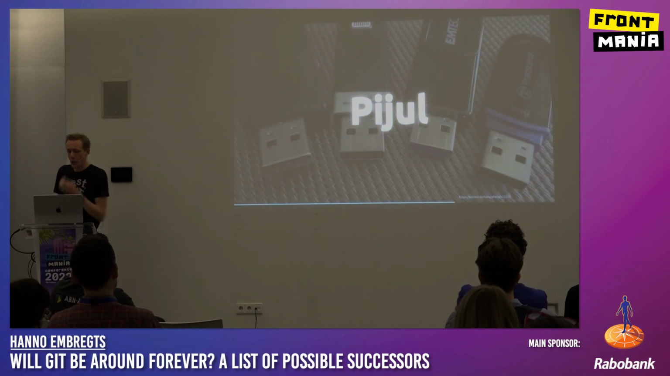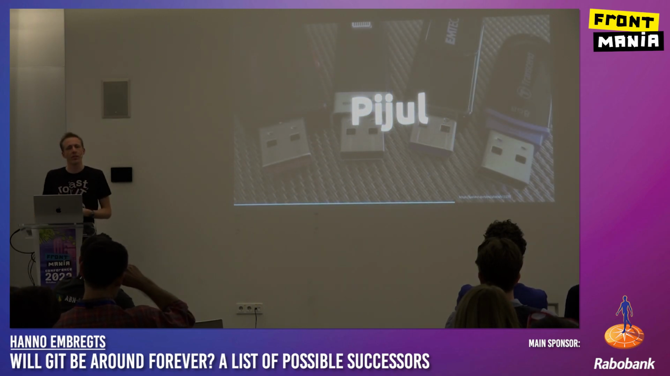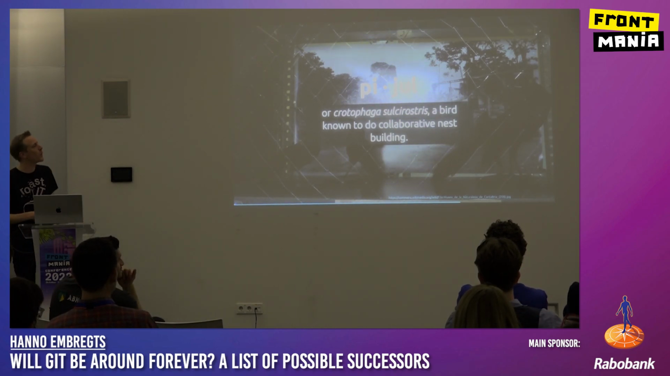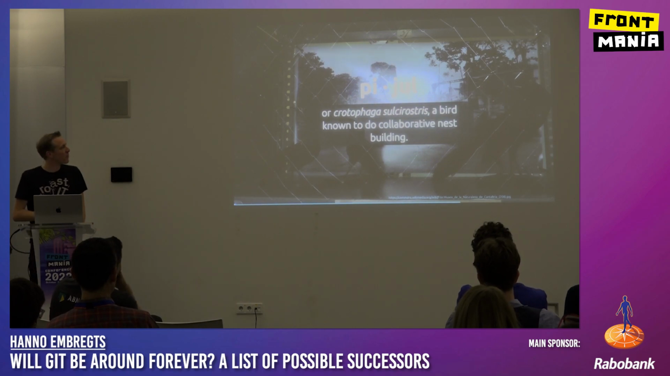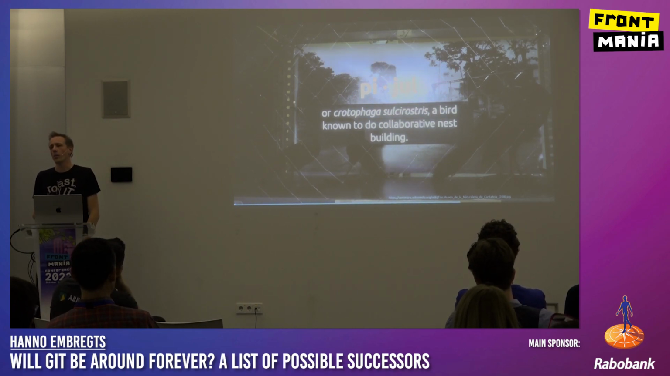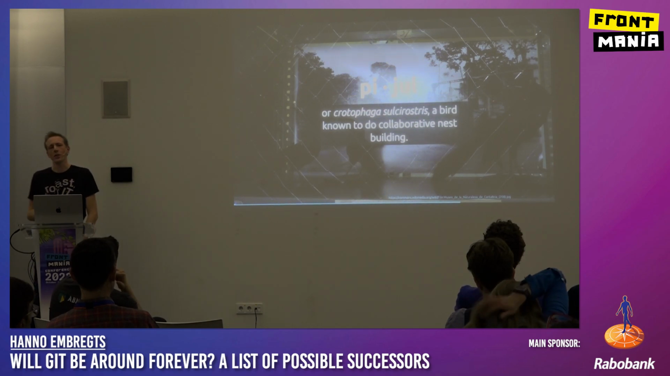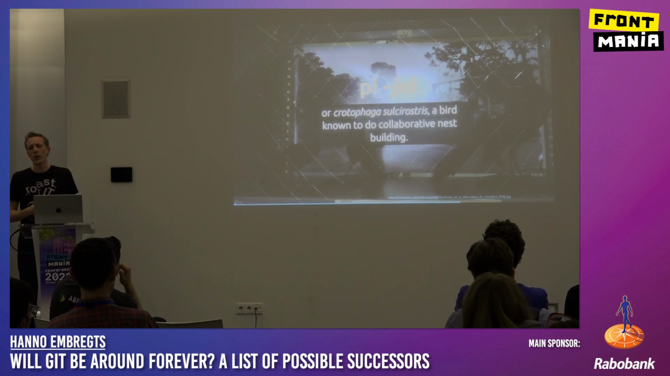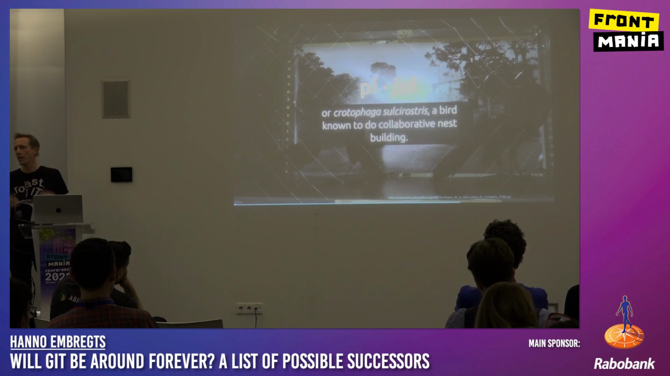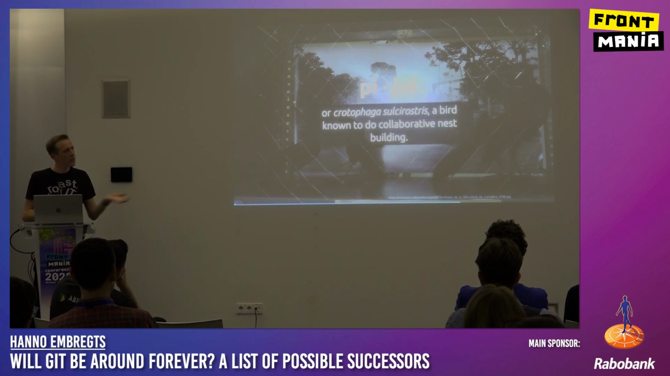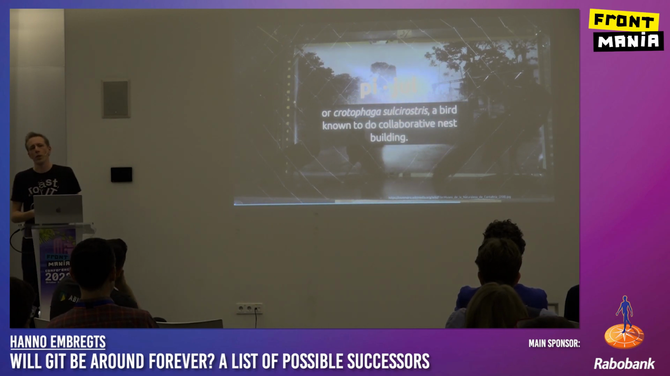Okay, the second version control system is called Pijul, and before I start to talk about it, we have to talk about the name because it's hard to pronounce. It's a Spanish word, Pijul, and it is a type of bird that is local to Mexico. It's a bird known to do collaborative nest building, so this is why the creators called it Pijul, because they like the collaboration on the nest building that this bird is doing. And actually, the hosting site is also called the Pijul nest, so that's kind of a cute analogy.